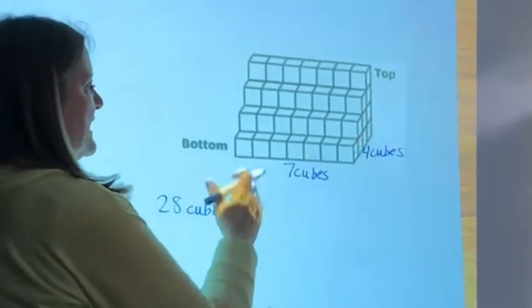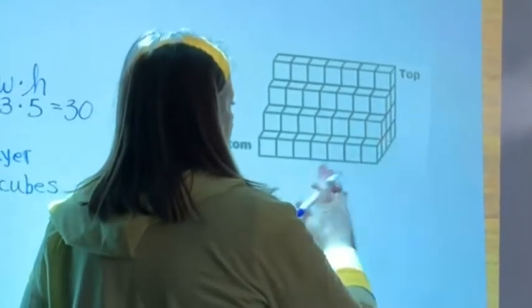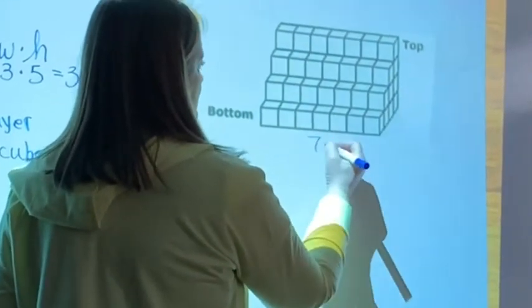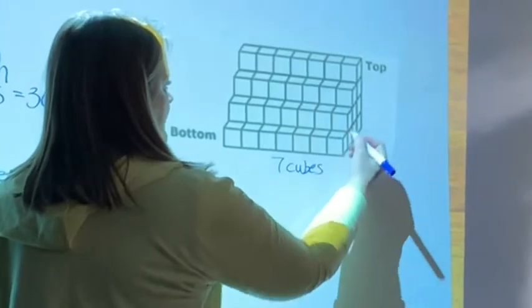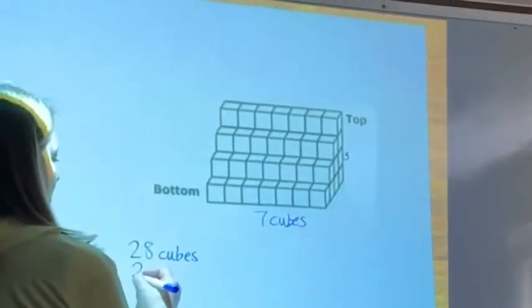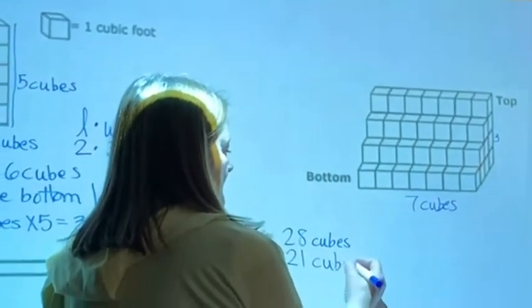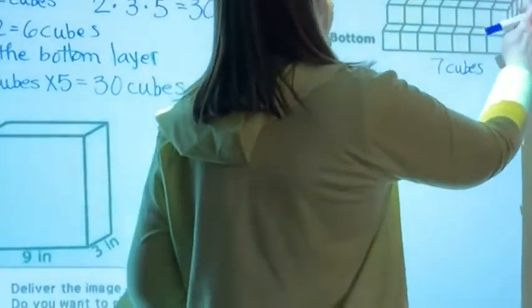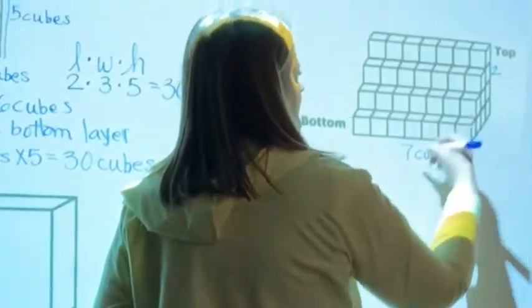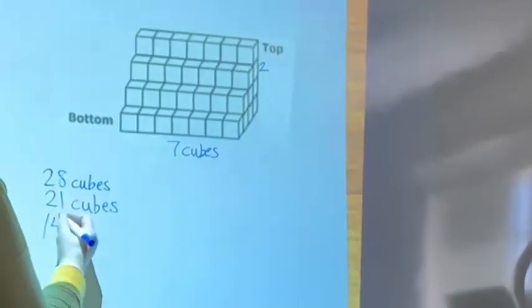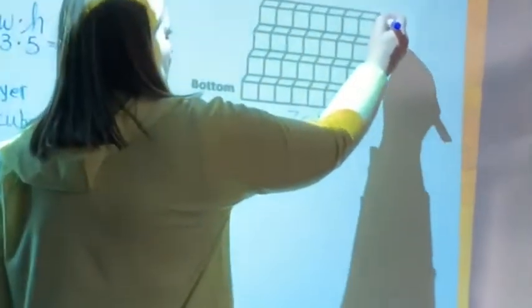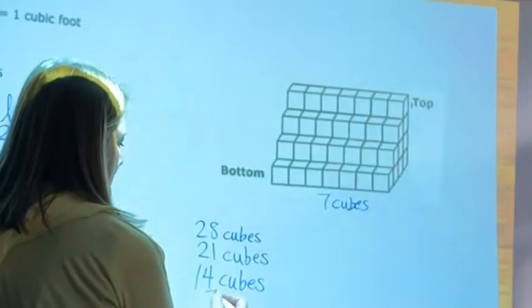Then we're going to look at the second layer. Let's erase these ones. The second layer up. Again, we've got 7. They're all 7 right here. But we only have 3 going this way. So that's going to be 7 times 3, or 21 cubes in that second step up. The third step up, we have 7 across and 2 in that one. And 7 times 2 is 14 cubes. And in the last one, just 1, and 7 times 1 is 7 cubes.